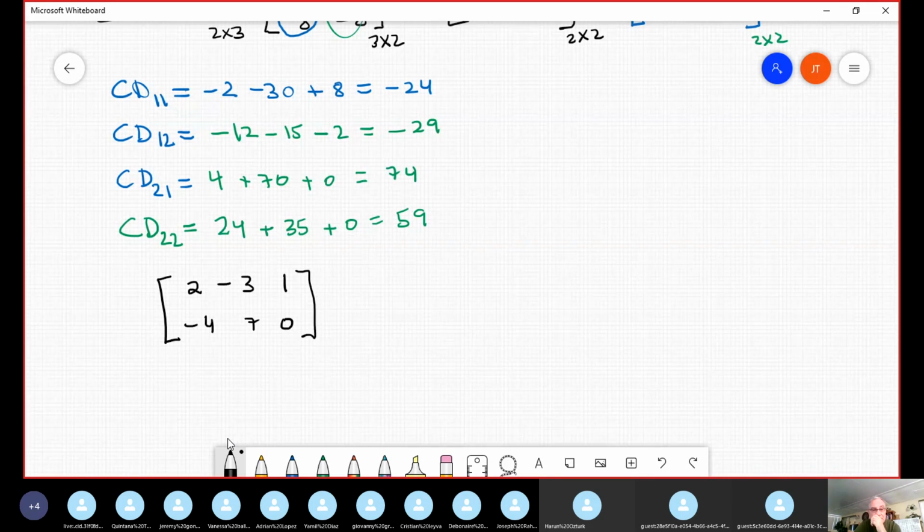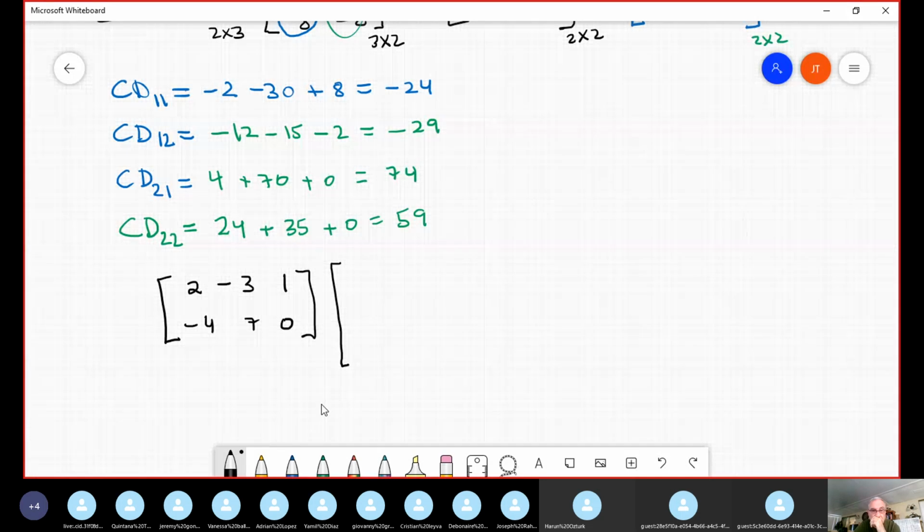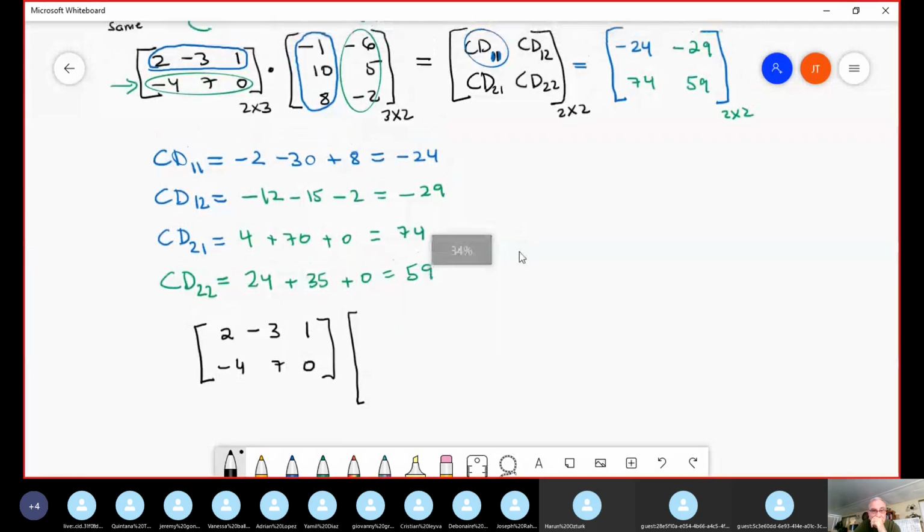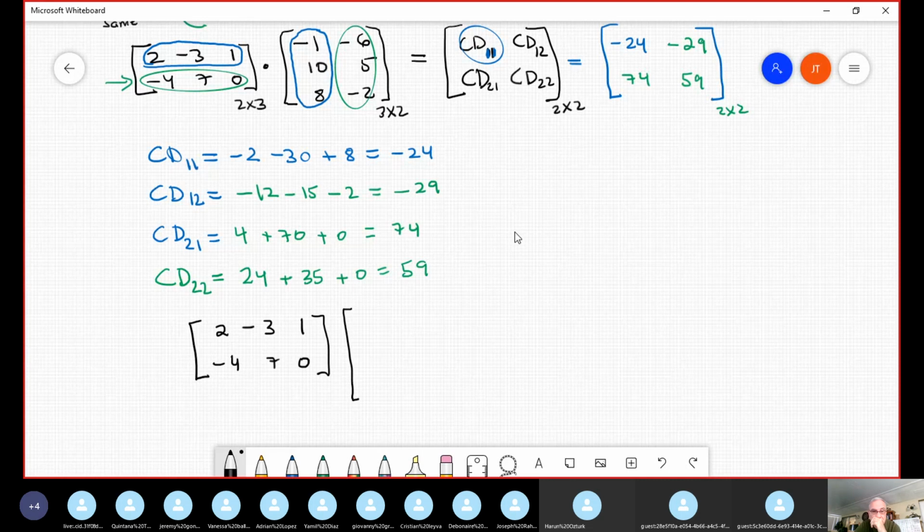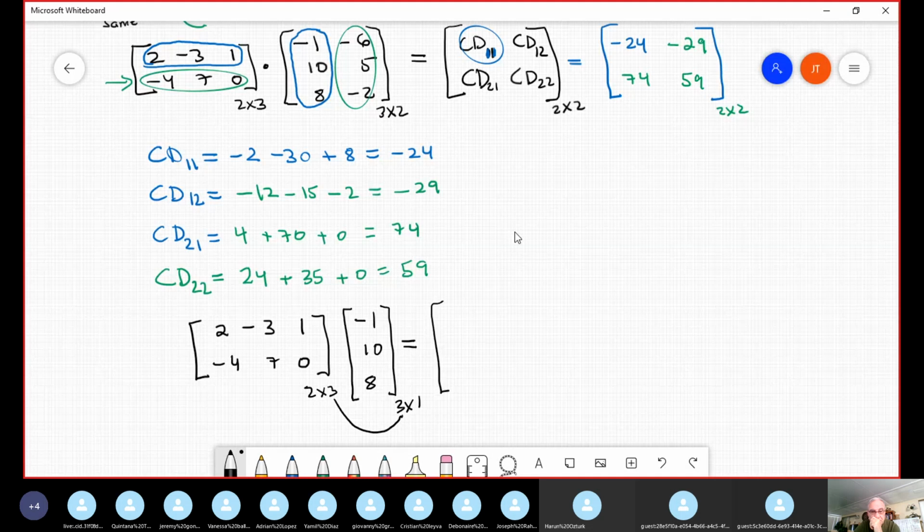Now, don't multiply by the entire matrix. I do partitions. I take only the first column of the matrix D. Look at the matrix D, the first column is negative 1, 10, and 8. Just in case, before we start, let me check the dimensions. The dimension of this one is 2 by 3. The dimension of this one is 3 by 1. The dimensions match perfectly, and the answer that we expect is 2 by 1, which is 2 numbers.